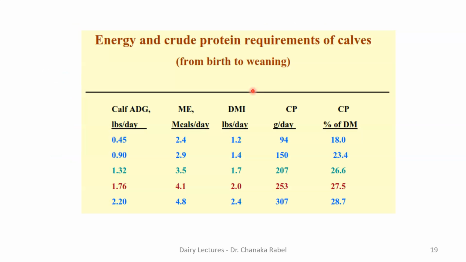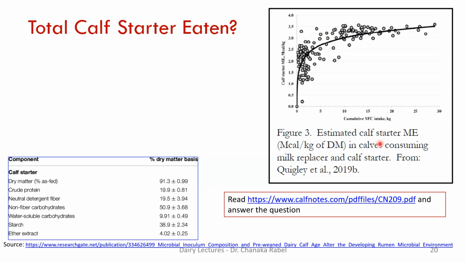Remember, I only talked about energy requirements. Just like energy, a calf has requirements for crude protein, fiber, minerals, and vitamins also. So you'll ideally need to know all of those. This talks about pounds and megacalories, so you need to convert them into kilograms and megajoules to be able to apply them to the Sri Lankan situation. So this is very important.